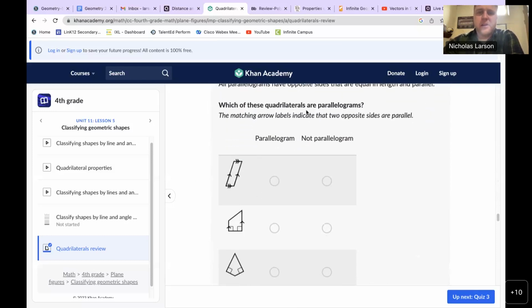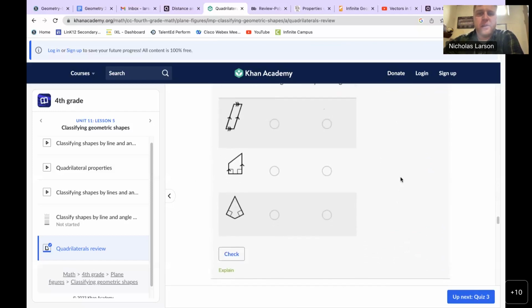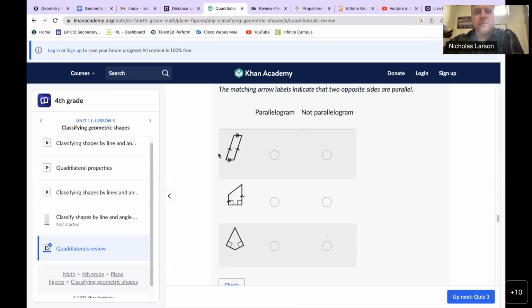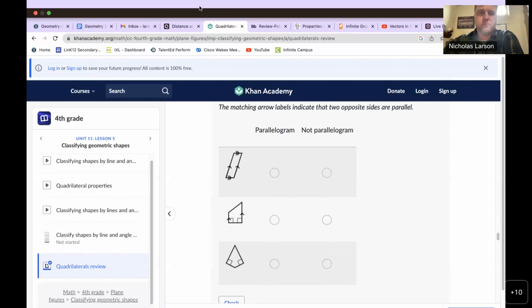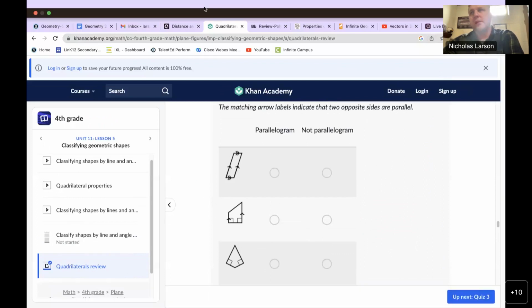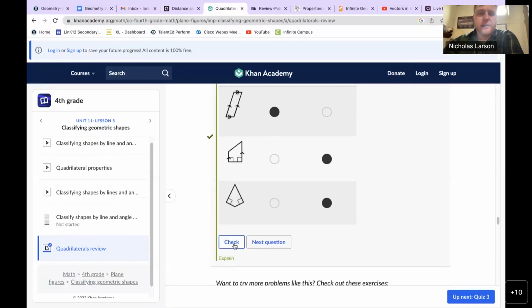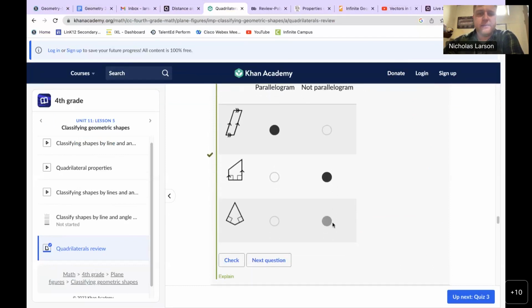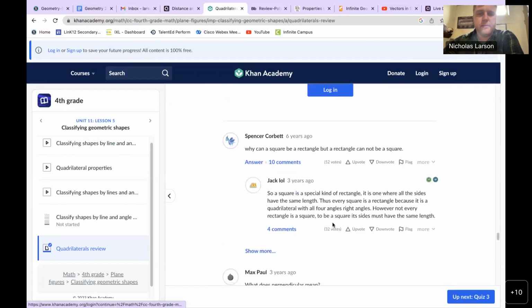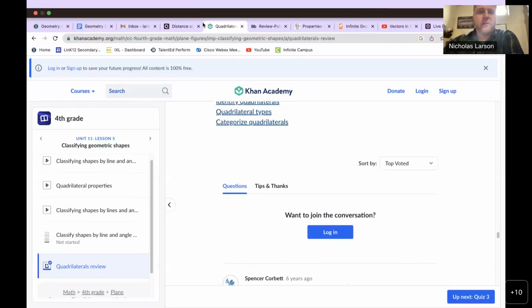Which of these quadrilaterals are parallelograms? I want you to look between these 3, 1, 2, 3, and determine parallelogram or not a parallelogram. I'm going to go ahead and say that the first one is a parallelogram and the other two are not. Yay. So that was a really quick review.